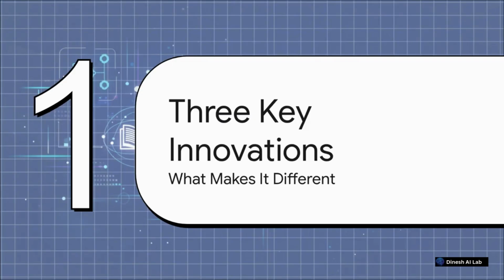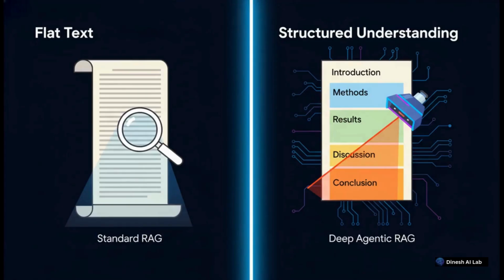So now that we understand the architecture, let's zoom in on the 3 key innovations that really set this system apart from all the standard approaches out there. The first big innovation is that section-aware ingestion we talked about. A standard RAG system just sees a paper as one long, flat text file. But this deep agentic RAG system actually understands its structure. This means you can ask it questions scoped to a very specific part of the paper. Like, hey, can you summarize just the conclusion for me? That is a massive leap in comprehension.